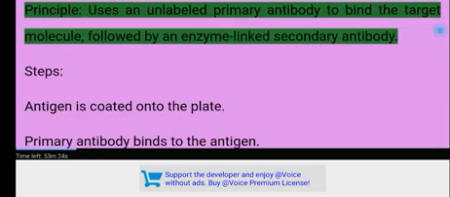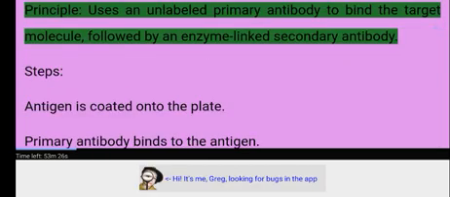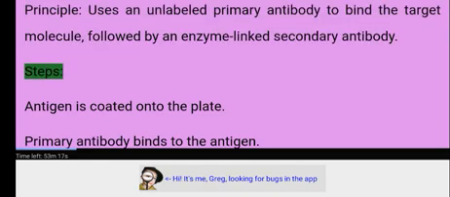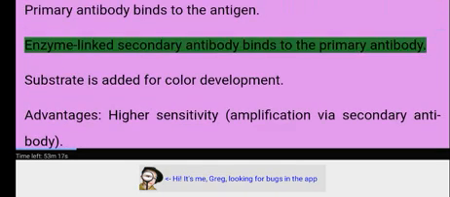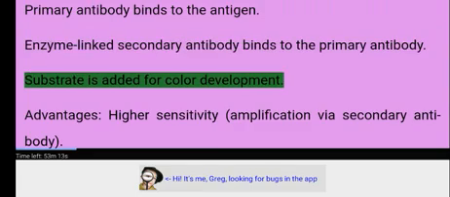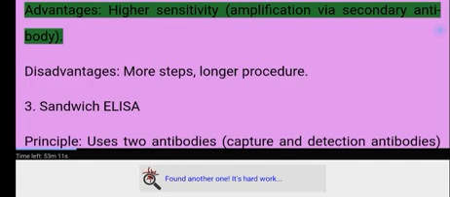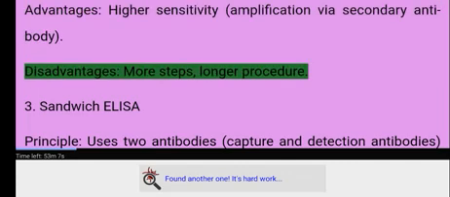2. Indirect ELISA. Principle. Uses an unlabeled primary antibody to bind the target molecule, followed by an enzyme-linked secondary antibody. Steps. Antigen is coated onto the plate. Primary antibody binds to the antigen. Enzyme-linked secondary antibody binds to the primary antibody. Substrate is added for color development. Advantages. Higher sensitivity, amplification via secondary antibody. Disadvantages. More steps, longer procedure.